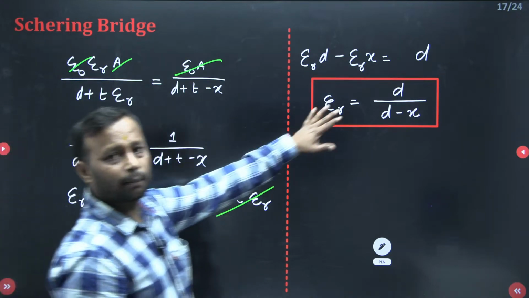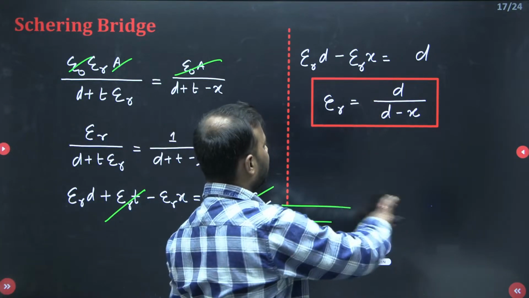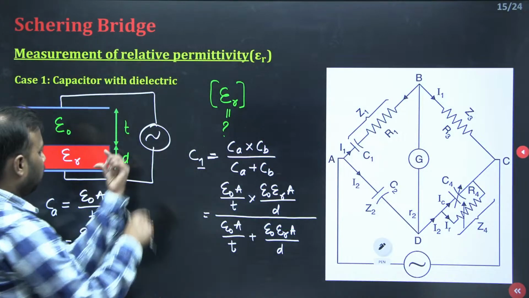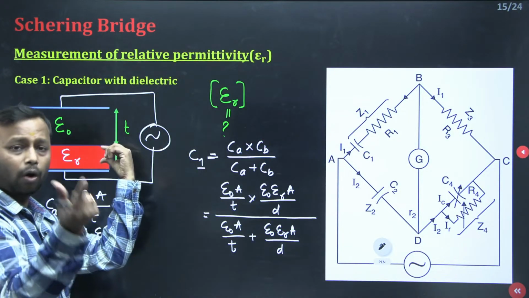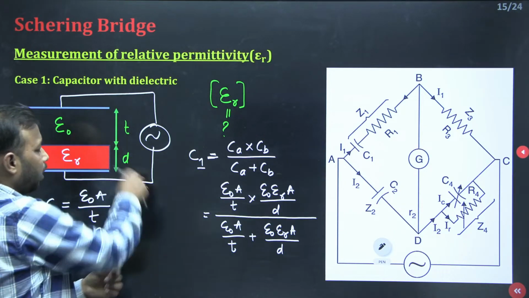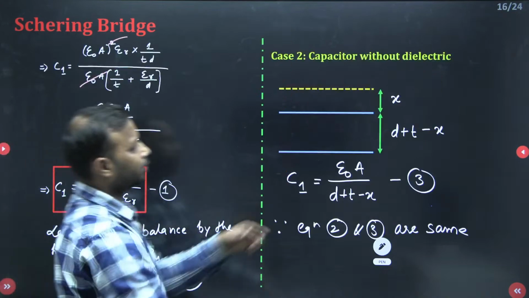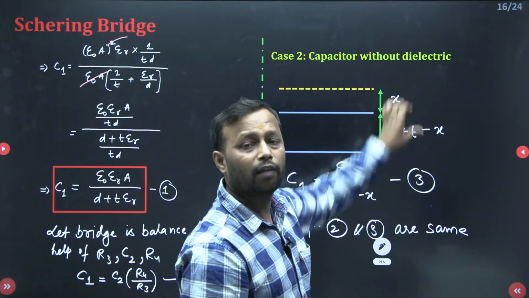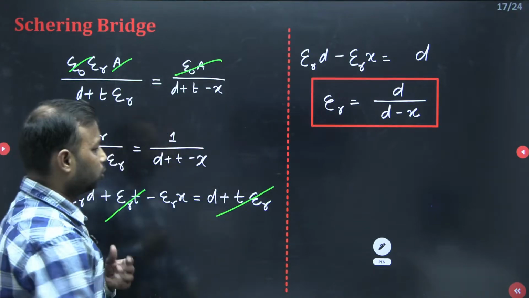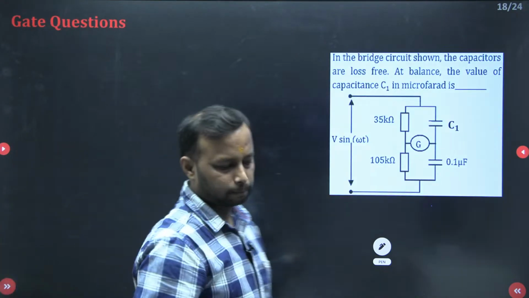Done. So please remember what is d in our case and what is x. So d is the distance between the plates, or you can say the length of the material, and what is x? x is by how much distance we have moved the plate, and take the ratios. So yeah, this is all about the AC bridges.